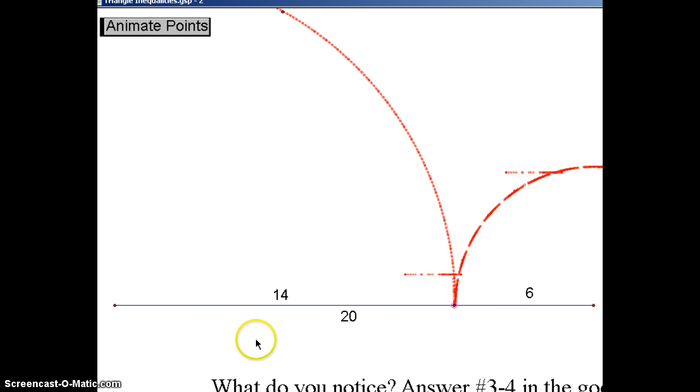intersect right on this side of 20. And the reason for that is because 14 plus 6 is 20. So these two sides added together equals the length of that bottom part of this triangle that we were trying to make.